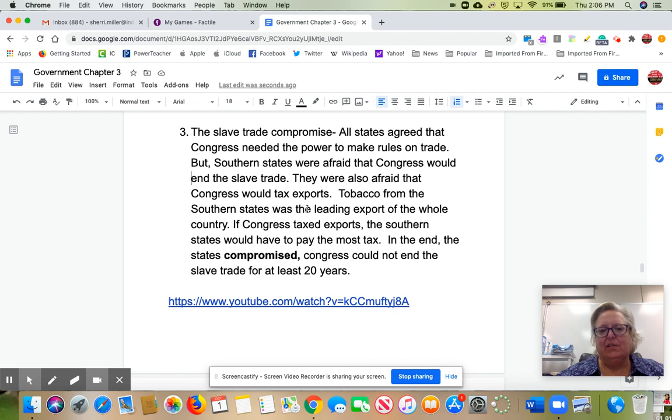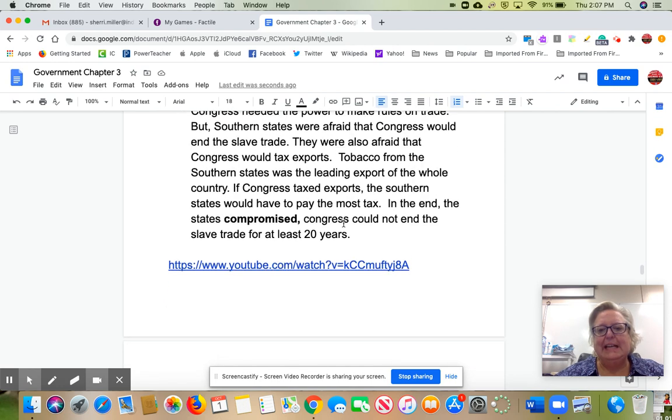They were also afraid Congress would tax exports, and they had tobacco as an export. There was lots of tobacco use back in that time, a lot of pipe smoking and things like that. So they wanted to make sure they could get their tobacco out without costing them a lot of money. Tobacco from the southern states was the leading export of the whole country. If Congress taxed exports, that means materials and things that we have made here and are sending out, the southern states would have to pay the most in taxes.